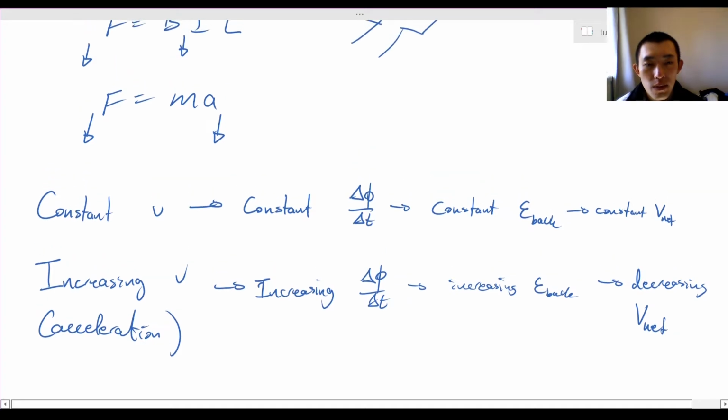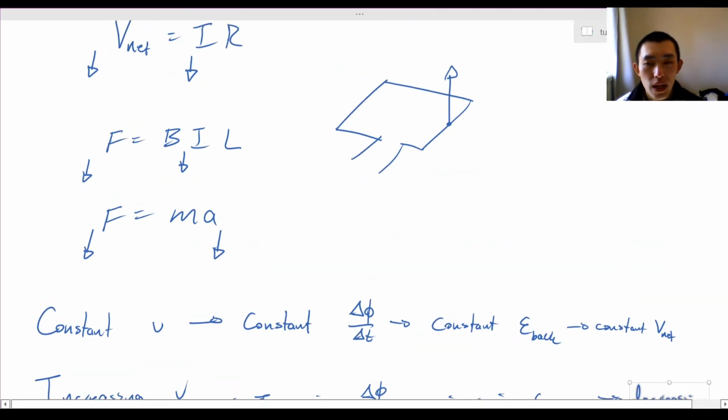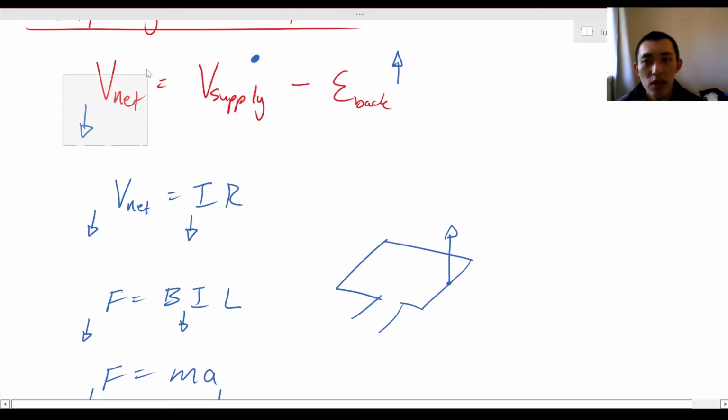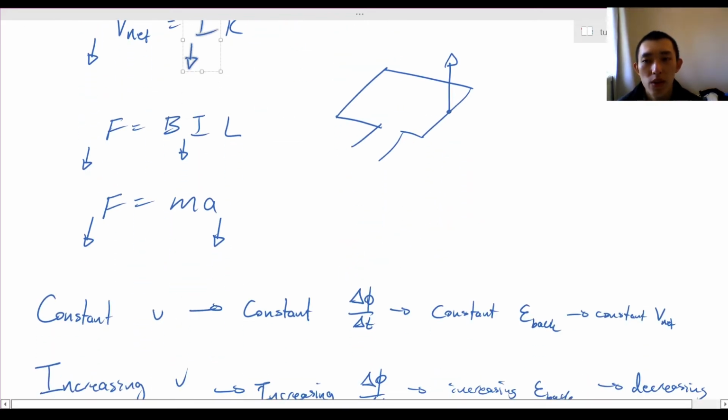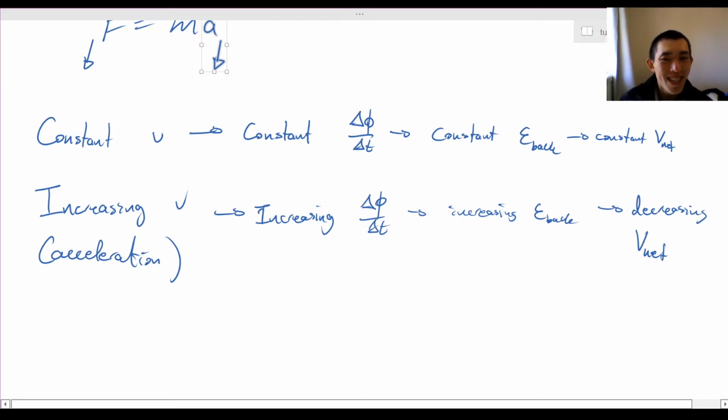So that's a problem. And you know why it's a problem? Because if I have a decreasing V net, let's follow it through. A decreasing V net leads to a decreasing current as before, which leads to a decreasing force, which leads to a decreasing acceleration. But we can see here that it is acceleration in the first place that is going to be able to increase our back EMF.